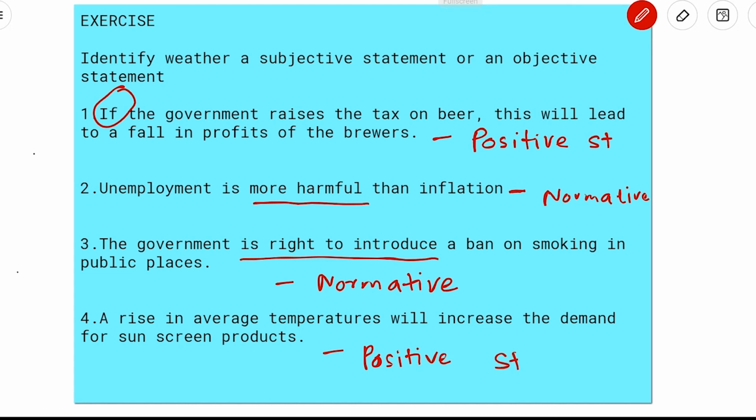I think now you have a clear idea about positive and normative statements and how to identify the different types of positive and normative statements.